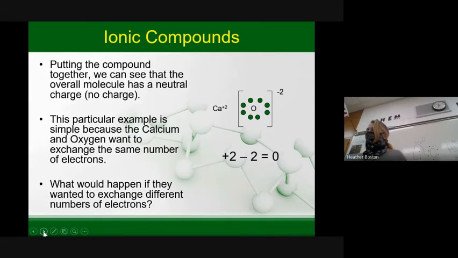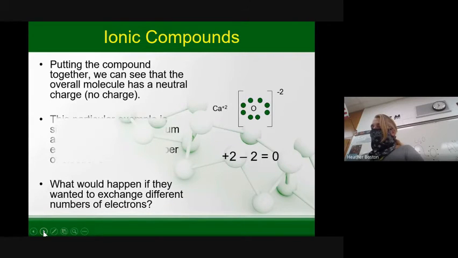And this is what it looks like. So you have plus 2 in the front, minus 2 in the back. That's electrically neutral. That is what we're looking for. Now, what if you were going to make a compound with different numbers of valence electrons or different amounts of electrons that they needed to exchange?